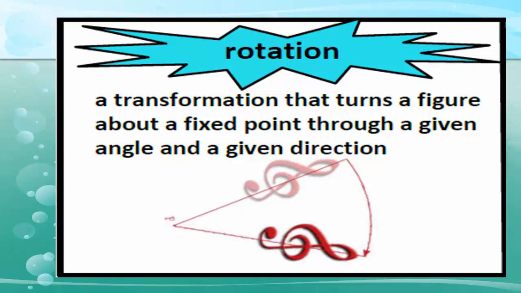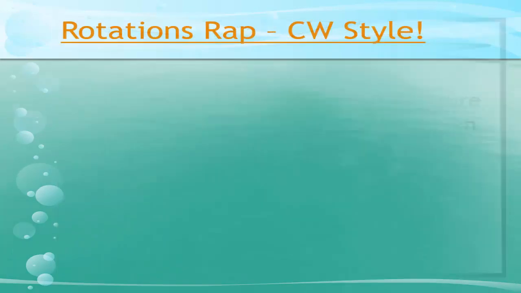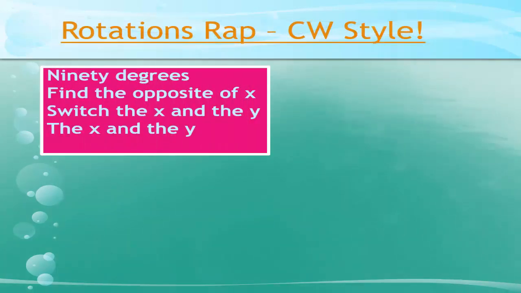Next, we want to look at rotations. A rotation is a transformation that turns a figure about a fixed point through a given angle and a given direction. And you'll learn in class that we're going to use a rap.